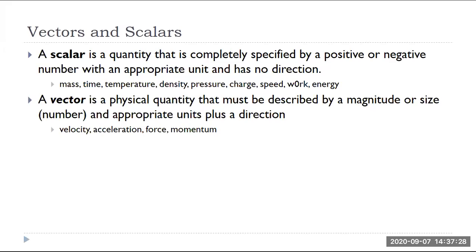Some examples of this are mass, time, temperature, density, pressure, all of those things, even speed and energy. Those are scalar quantities. We just specify how much, and we don't worry about direction.